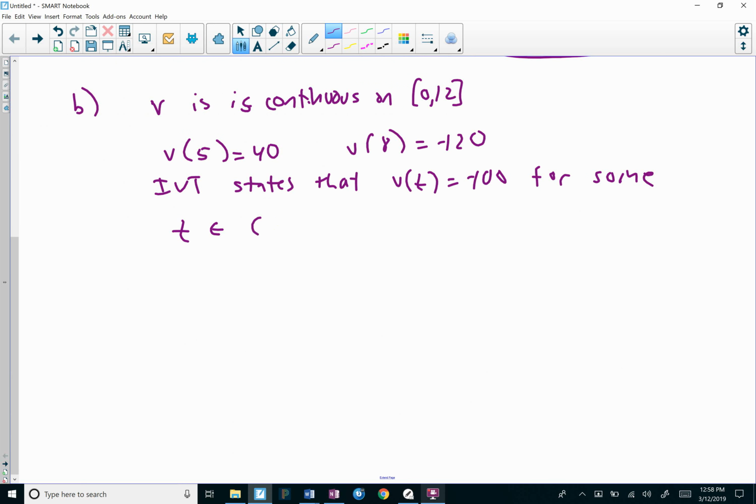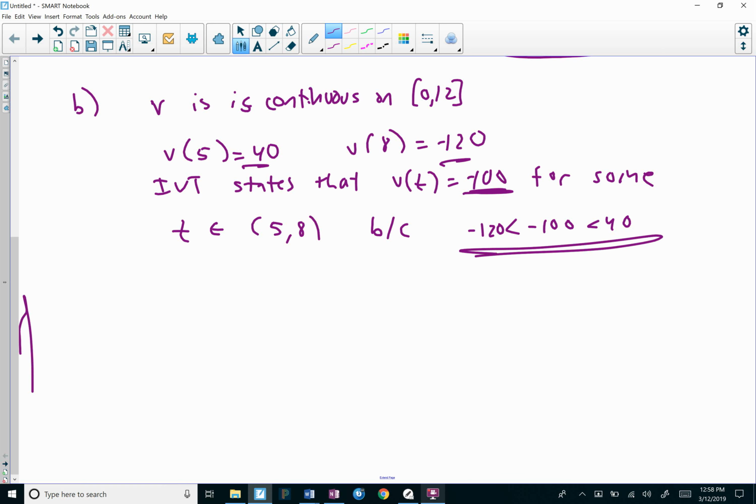in the interval. And they specifically asked for the interval 5 to 8. They flat out told you that. Okay, I believe in the problem. Yeah, they did. So you could use 0 to 12 or 5 to 8. It doesn't really matter. Okay. And we need to actually state that negative 100 is in fact between negative 120 and 40. So the y value they gave me is in between my two y values. So therefore the IVT states it must equal that. 2 points for that. 1 point for having this kind of statement somewhere of some kind, and then 1 for stating the IVT.